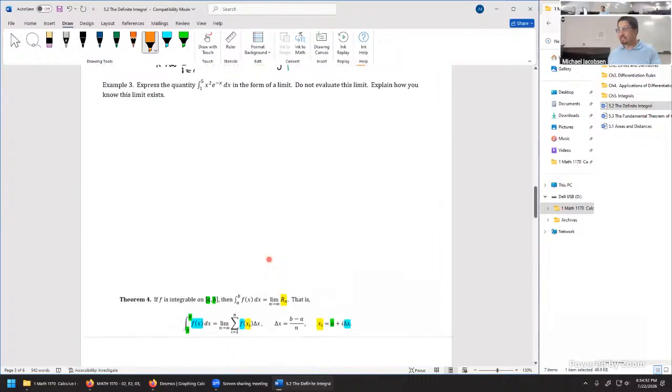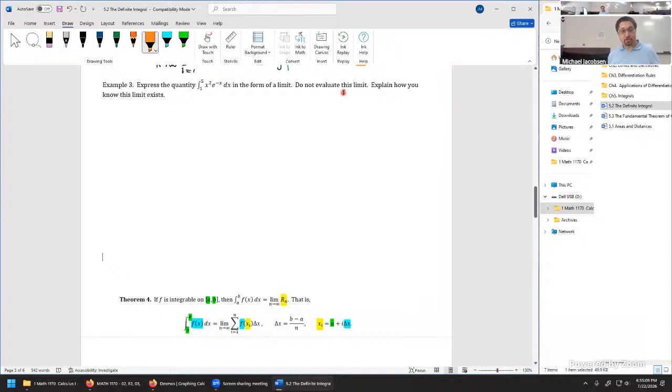That should be about right. Let's get this started. So this time we have a definite integral. This is the area under the curve of x squared times e to the power negative x as we go from 1 to 5. We want to write this in the form of a limit.